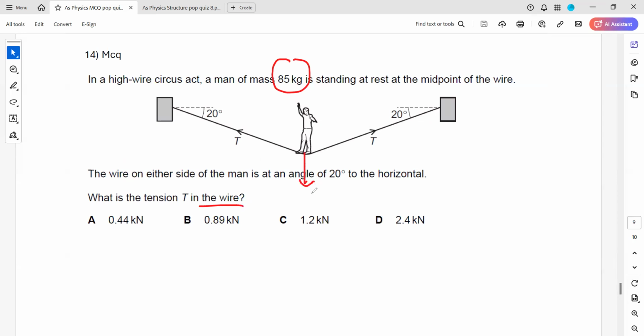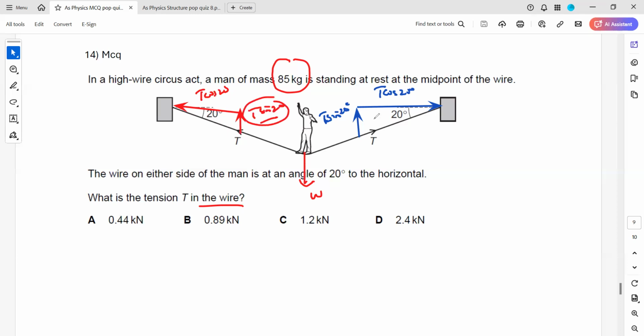If you draw the force diagram, weight is acting downward, T is acting at an angle. So this T will have two components. One component, which is adjacent to the angle, is T cosine 20. And another component, opposite to the angle, will be T sine 20. T sine 20 is acting upward on this side, and the same thing, T sine 20 is acting upward on the other side as well. So this is T cosine 20, this is T sine 20.